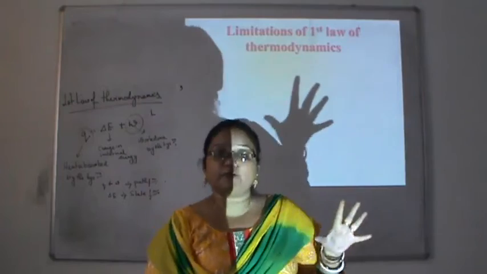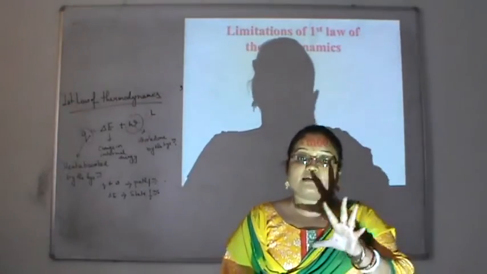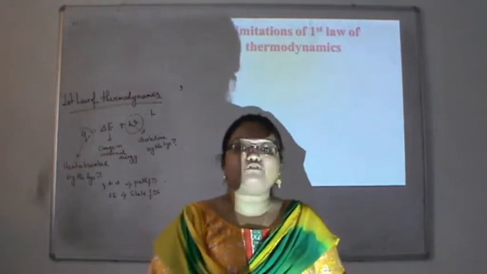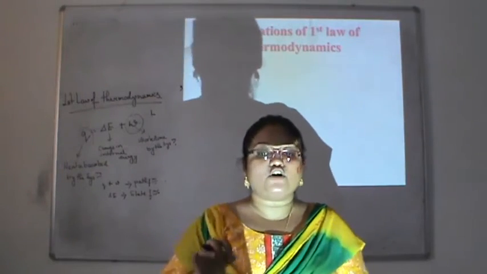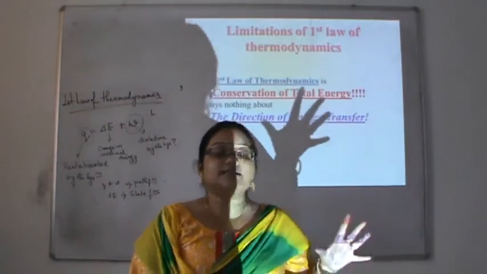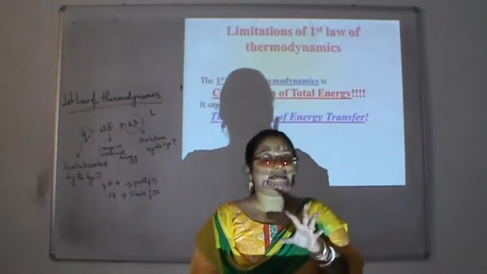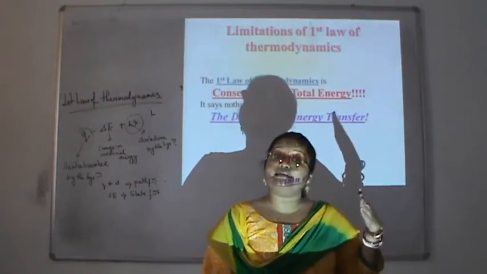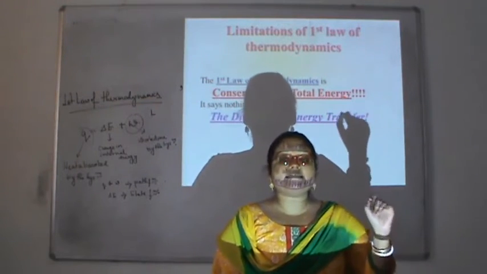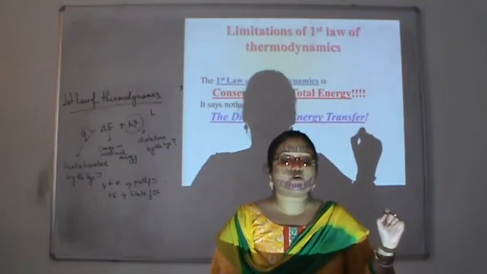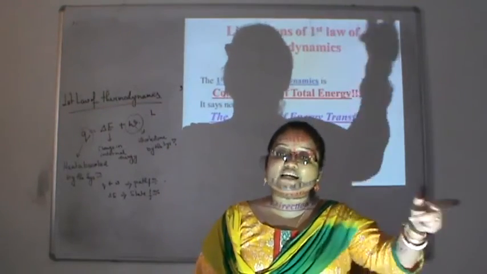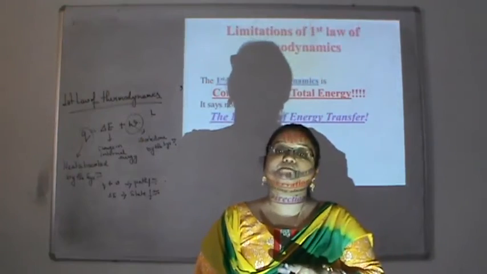Actually, the first law of thermodynamics determines the conservation of energy. So, what is the demerit or the limitation? The first law only gives the conservation of total energy, but it says nothing about the direction of energy transfer, and for that reason, the second law of thermodynamics is required. So, the first law says nothing about the direction of energy transfer.